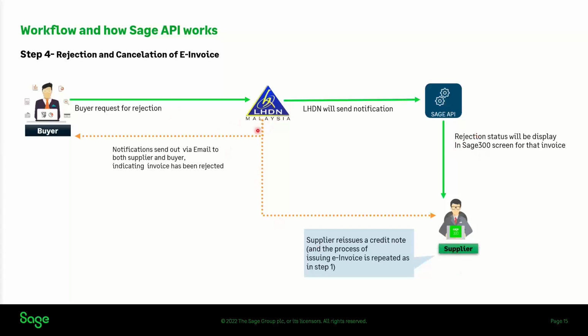Similarly, once LHDN receives this rejection request from your buyer, an email will be sent out to both supplier and buyer. After you receive the notification of rejection, you will probably need to reissue a credit note, and the process of issuing e-invoice is repeated as step 1.